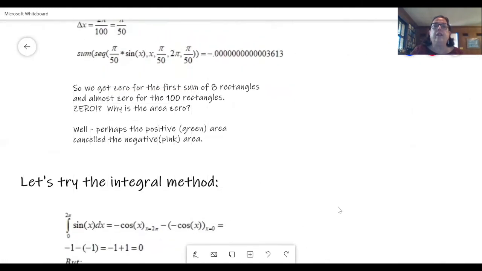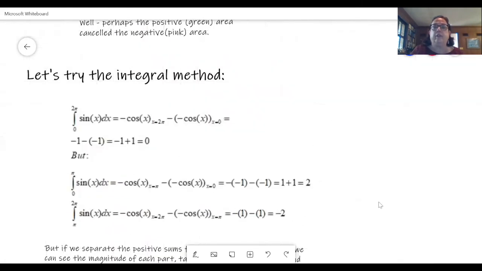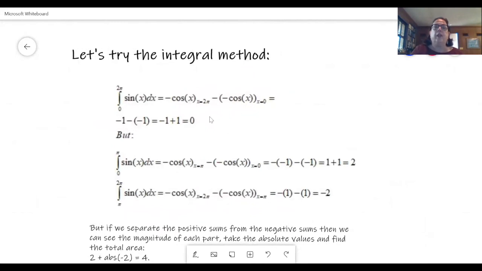Let's try the integral method. So here we're going to do the integral from 0 to 2 pi of sine of x dx. The antiderivative of sine of x is negative cosine of x. We evaluate it at 2 pi, and we evaluate it at 0, and we subtract. And when we do that, unsurprisingly, we get 0, because this summed up the positive and the negative spaces.